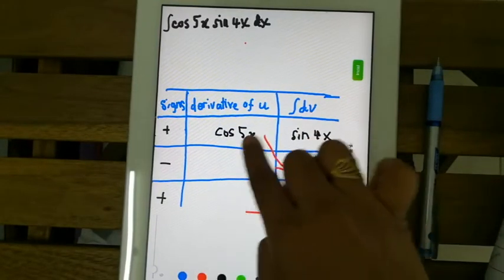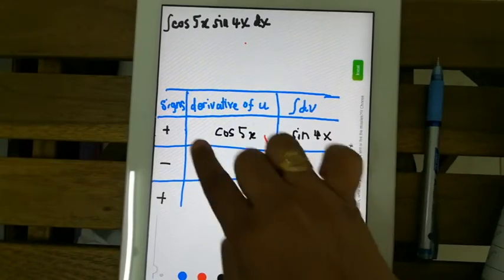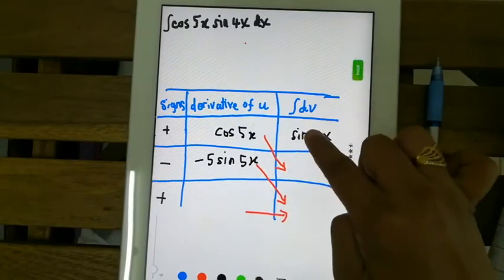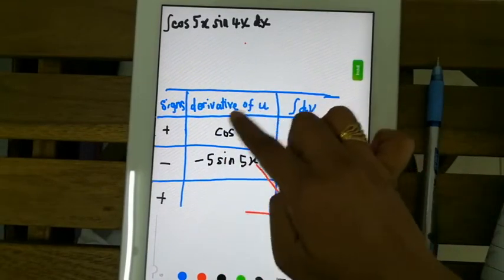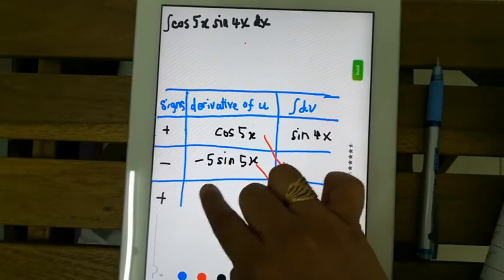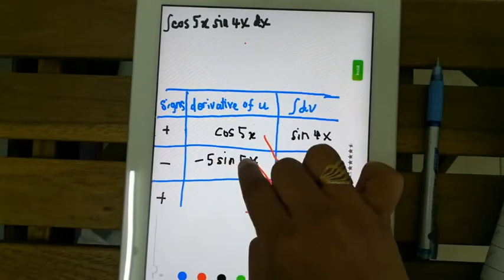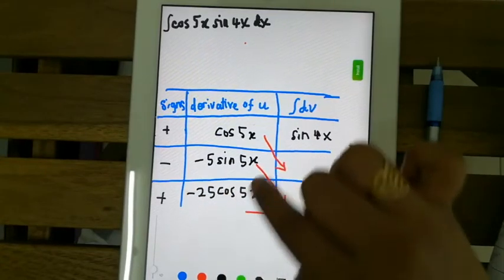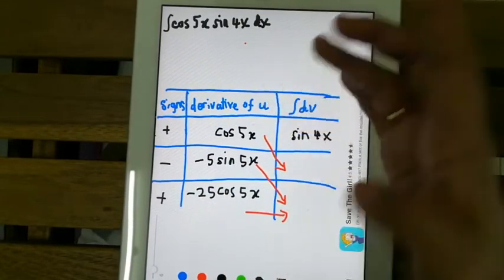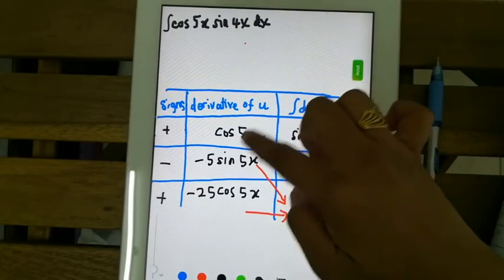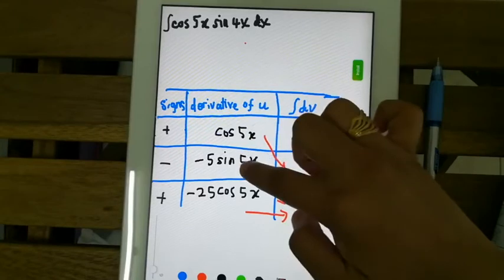So the next step is you differentiate the cos 5x, you'll get negative 5 sine 5x. Okay, I just want to finish up the u first, yeah? So cos 5x, negative 5 sine 5x, and then we differentiate it again. Differentiate sine, we will get cos, so this is 5x, times 5, it will become minus 25 cos 5x.